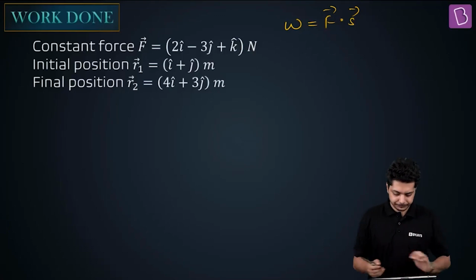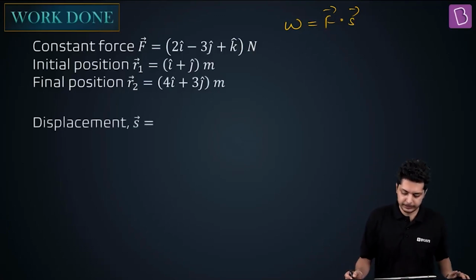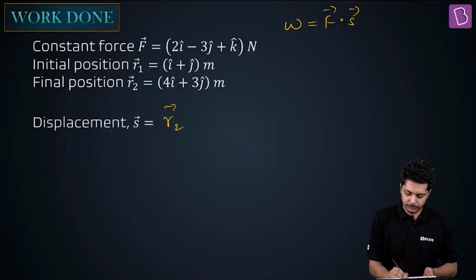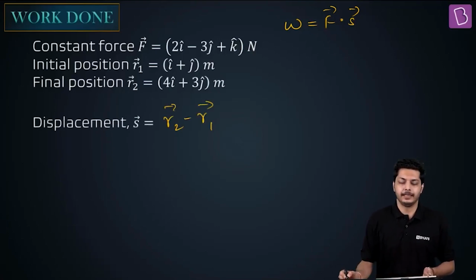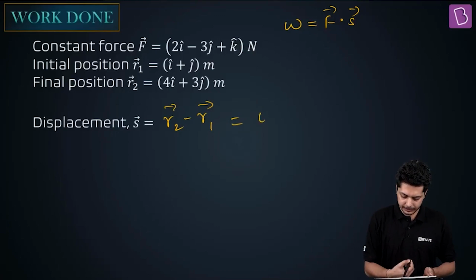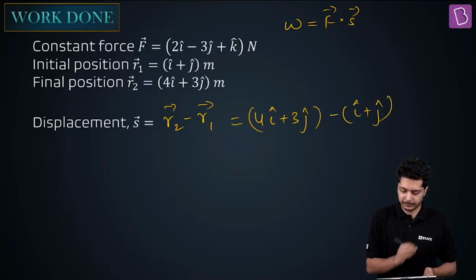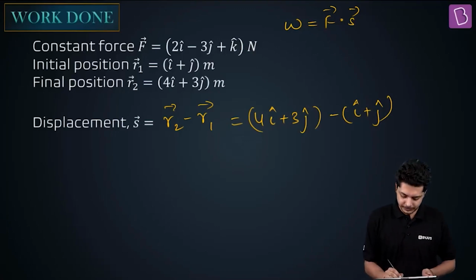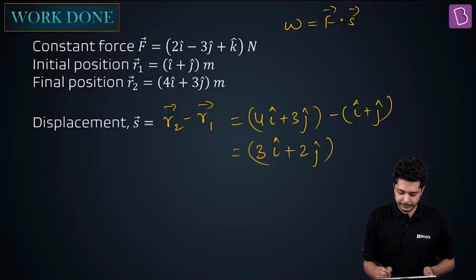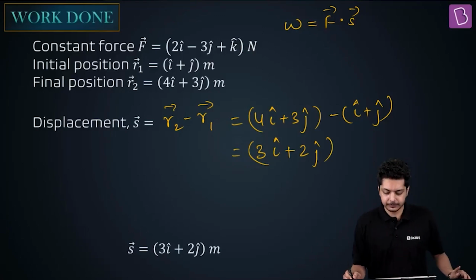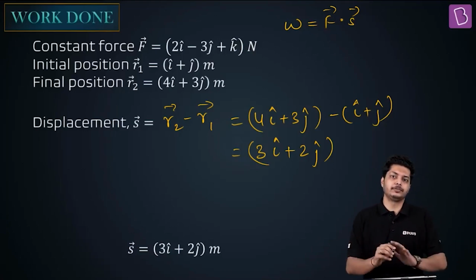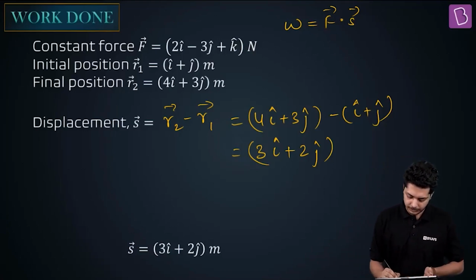So here, first of all, we need to calculate the displacement. Displacement will be R2 minus R1, right? R2 is 4I cap plus 3J cap minus I cap plus J cap. Finally, it will be 3I cap plus 2J cap. This is the displacement. Now comes the point of calculation of direction. What is the angle between them? So how should we do it?